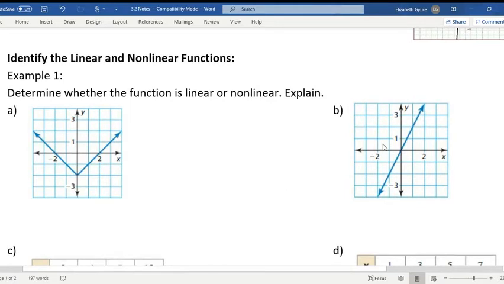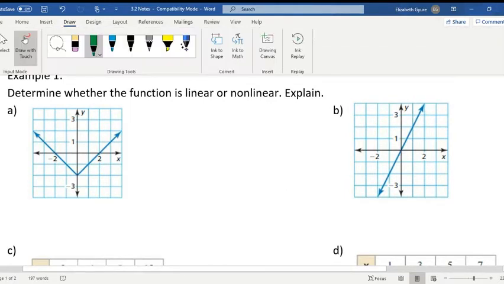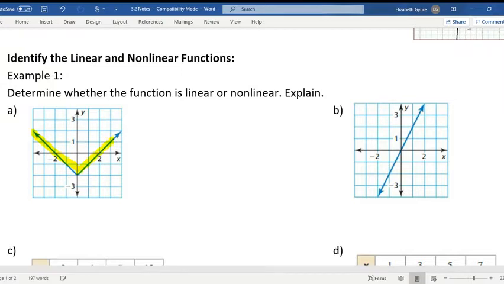So for number 1, we have a graph here. It's in this V shape. Do you think that this one would be linear or nonlinear? Nonlinear. Ones like this throw people off because you go, but this is a straight line. But is the whole thing one nice continuous straight line? No, it goes down for a little while, then it turns and it goes up for a little while. That's not constant. So we would say nonlinear.